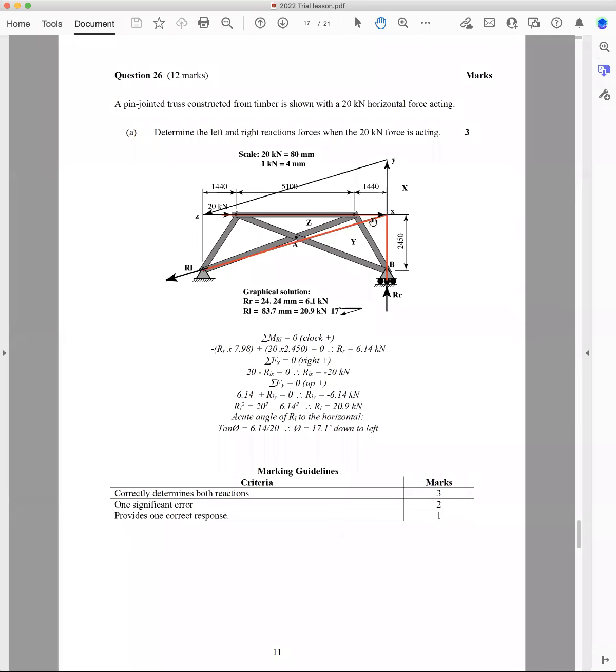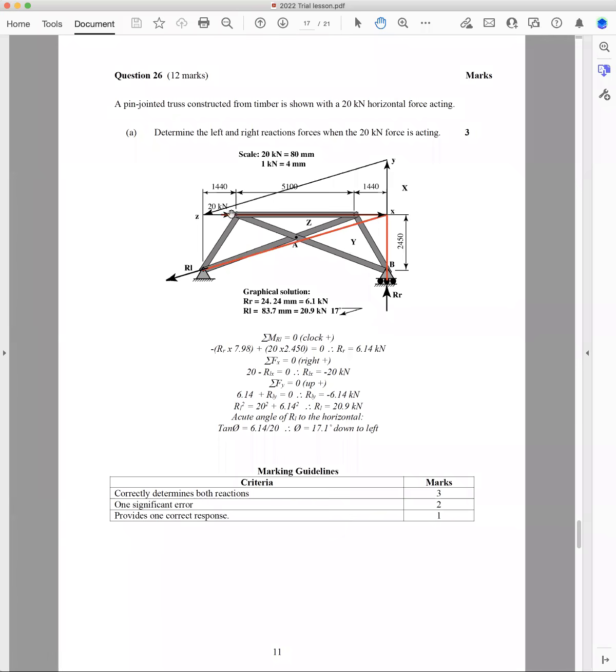Then use Bow's notation. I've used X, Y, and Z here. So X goes through all the way around here. That's X. And this is Y, and that's Z there. You start with the known force.